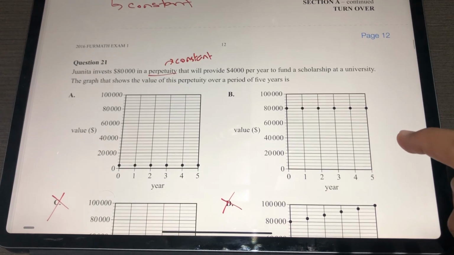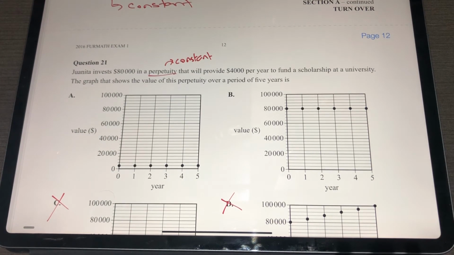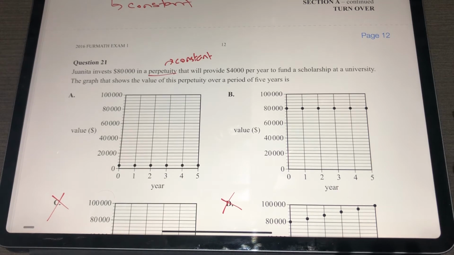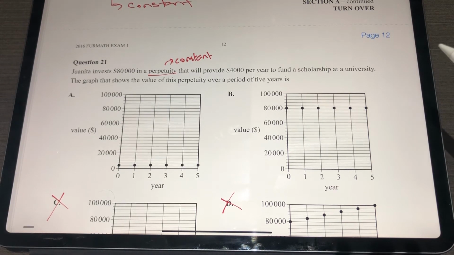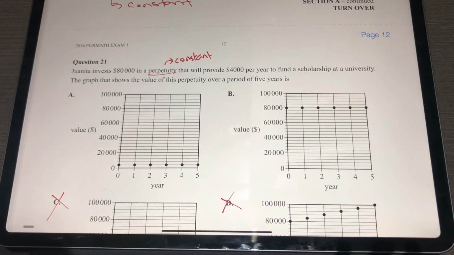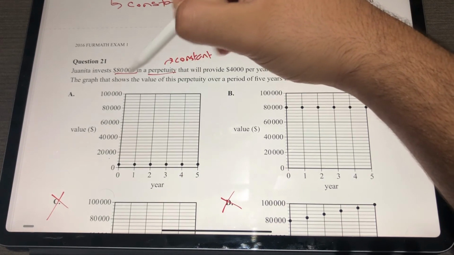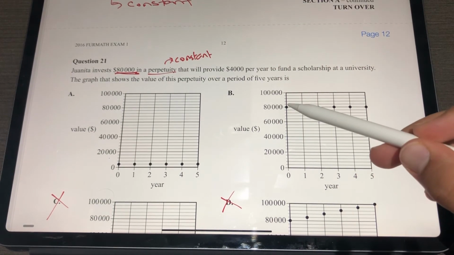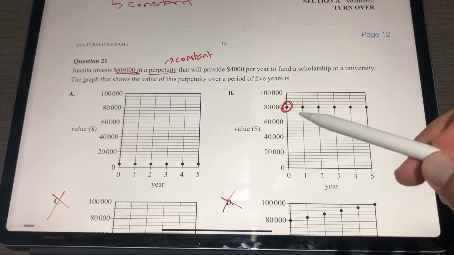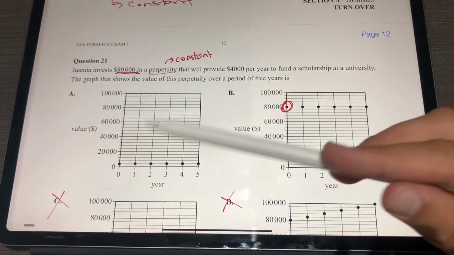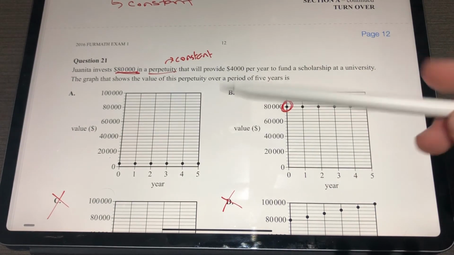So we have two graphs that are showing a constant pattern here. A is showing us that there is only $5,000 invested, but it says 80,000 here. 80,000 is invested. So this is the thing we're starting off with. We're not putting 4,000 each year, we're adding 4,000.